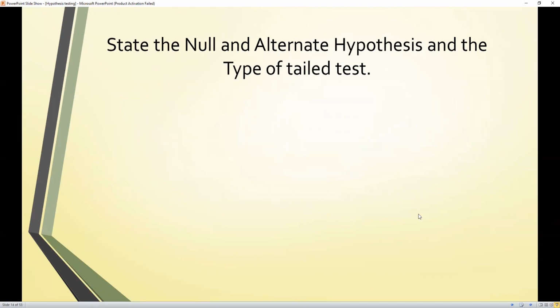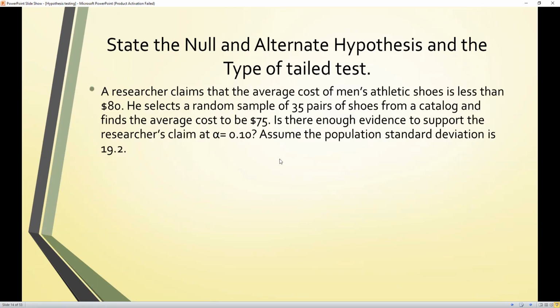All right. Next. So a researcher claims that the average cost of men's athletic shoes is less than $80. He selects a random sample of 35 pairs of shoes from a catalog and finds the average cost to be only $75. Is there enough evidence to support the researcher's claim at an alpha of 0.1? Assume the population standard deviation is 19.2.